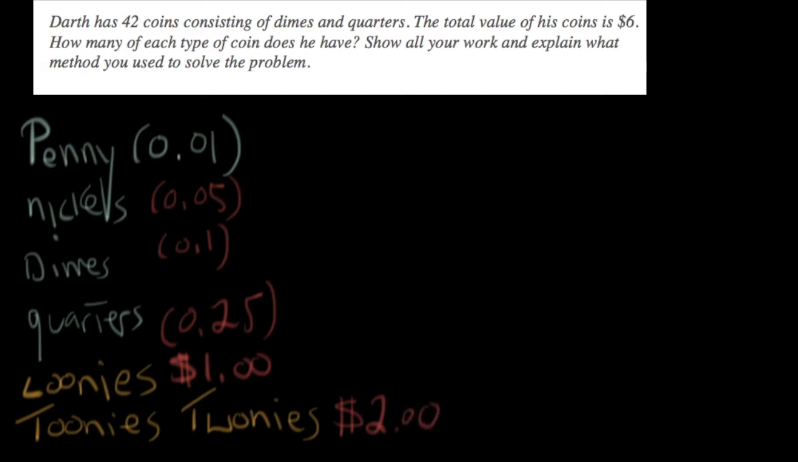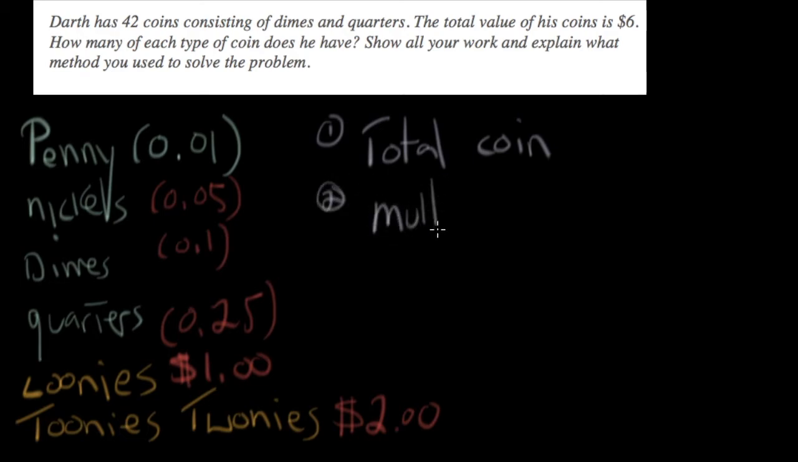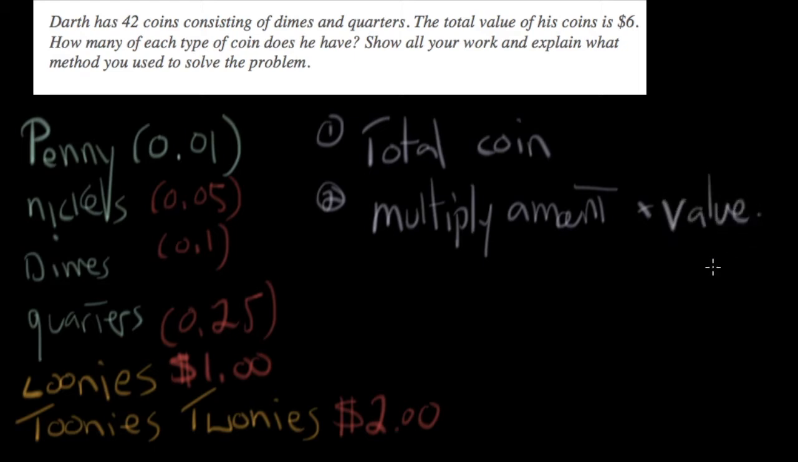When you're talking about coin questions and systems, you're always going to get one equation that is the total coin count. So that's going to be really easy. The other one is going to be where you're going to have to multiply the amount of coins times the value. Okay, so that's what you're going to be doing.